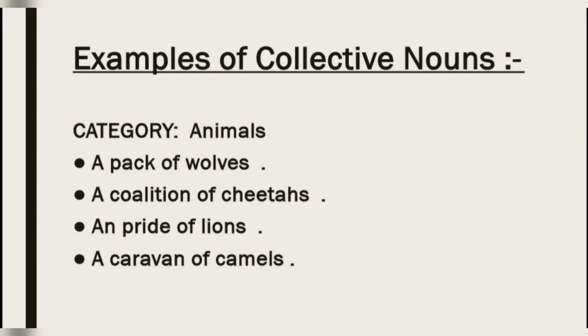There is another category, that is animals. How will you associate different groups of animals? The first one is a pack of wolves. So for a group of wolves, you will use a pack of wolves. A coalition of cheetahs. The next one is a pride of lions, because we generally associate a lion with having pride. Next is a caravan of camels. Caravan means moving together in a line. So a group moving in a line together is a caravan of camels.